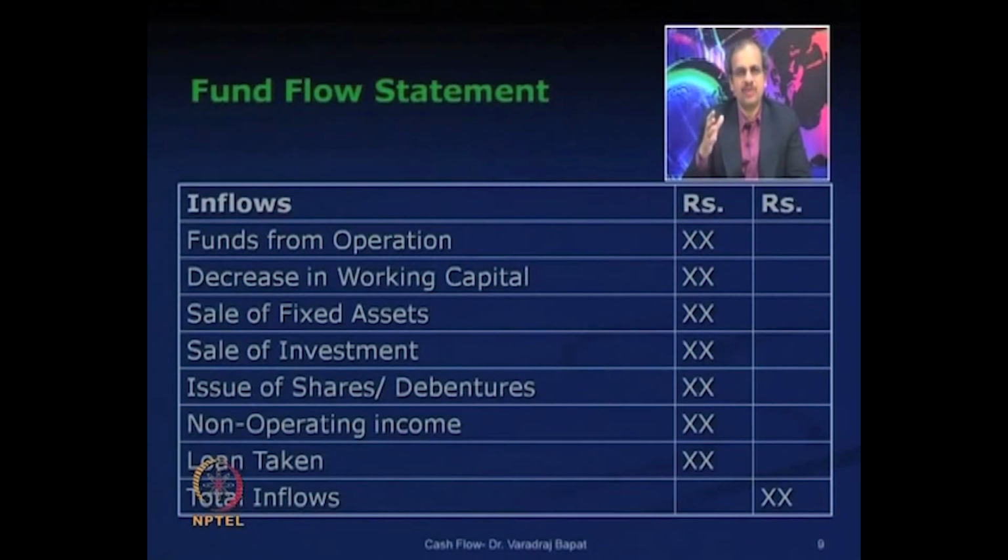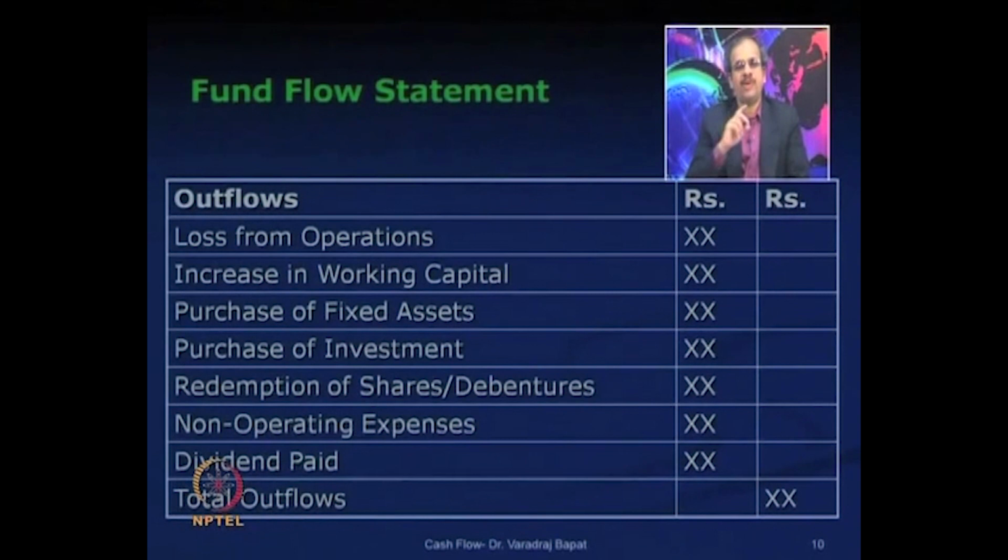You can see what are the inflows. One of the most important inflows is, as I have just now told you, funds from operations. Then there are inflows by selling fixed assets, there are inflows by selling investments or by issue of shares or debentures and so on. Same way outflows are listed. Here major outflow is increase in the working capital. Sometimes if there is a loss, that will be an outflow, and then there will be purchases of assets, there could be redemption of shares, dividend paid, all these are outflows.